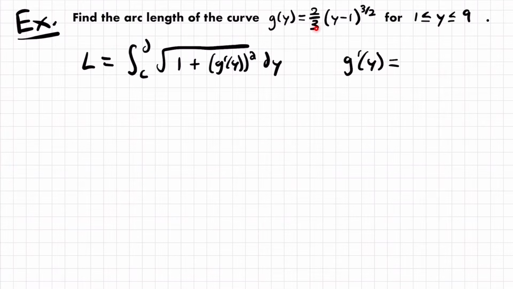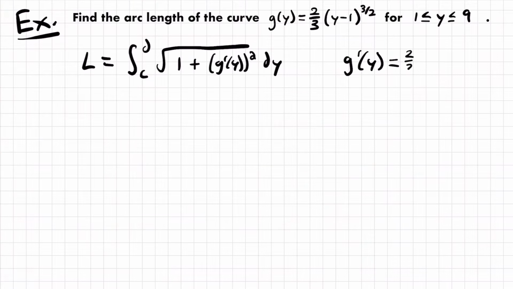Now, taking a derivative of this is going to require the chain rule because we have a composite function of y minus 1 quantity to the 3/2 power. And so what we'll do is we'll take the derivative of the outside function and then multiply by the derivative of the inside function. And so let's start by using the power rule. We'll multiply this exponent down and then subtract 1 from that exponent.